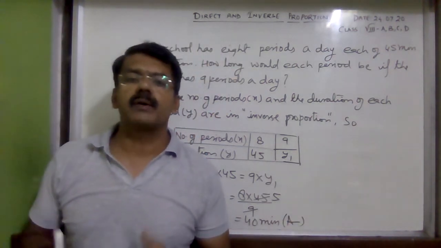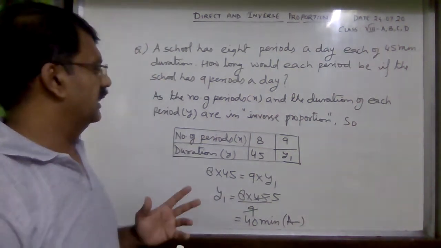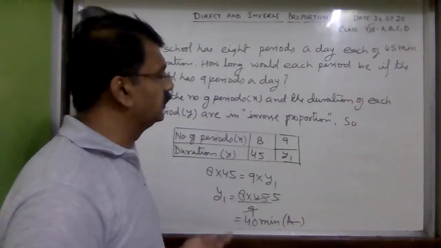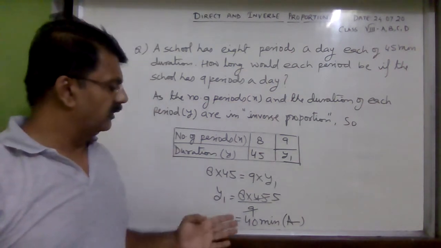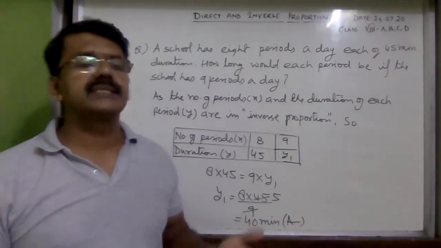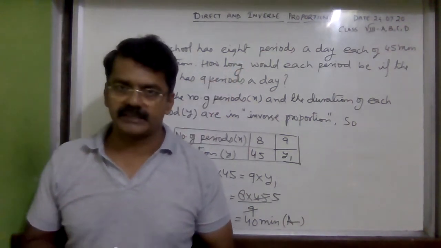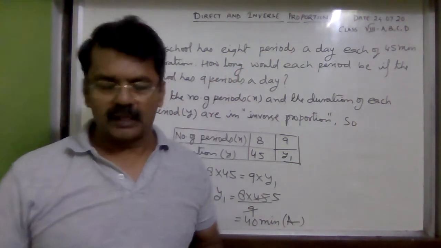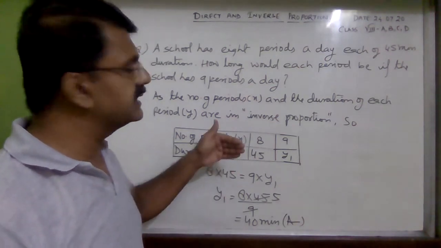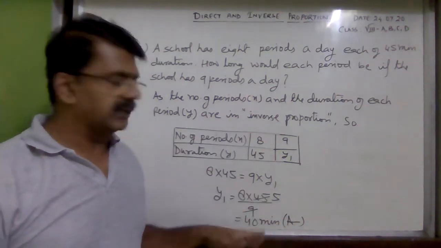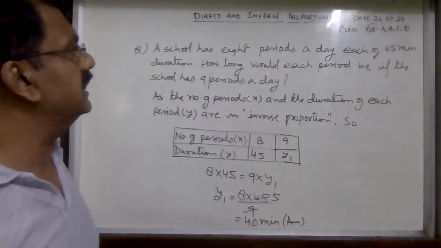When the number of periods becomes 9 instead of 8, then the duration of each period will become 40 minutes instead of 45 minutes. Clear? So we have increased the number of periods and the duration of each period is reduced. Now the next question.